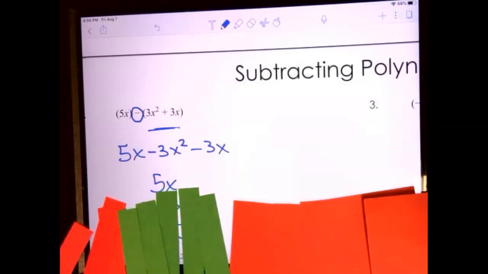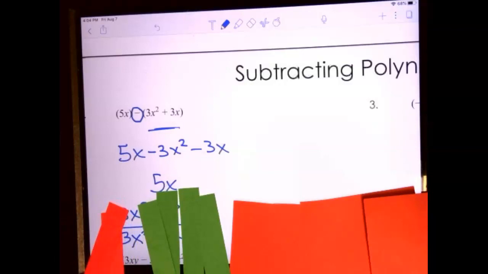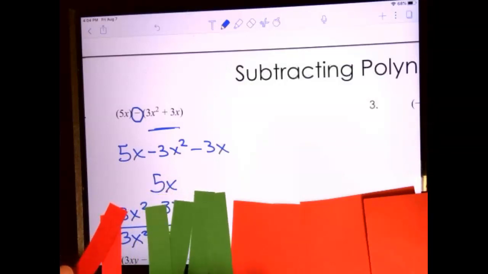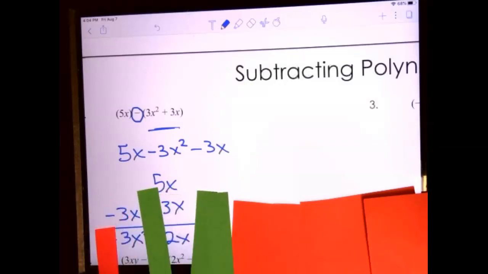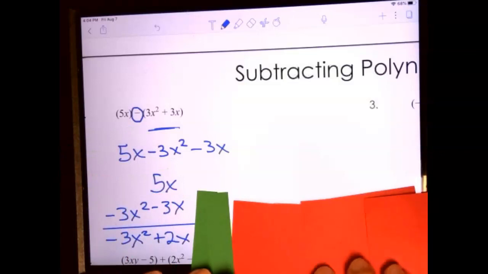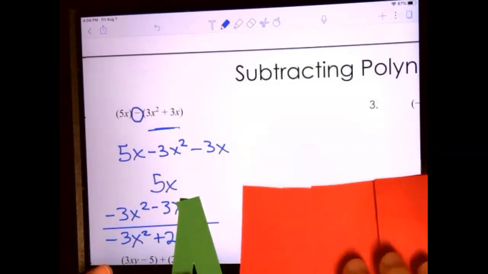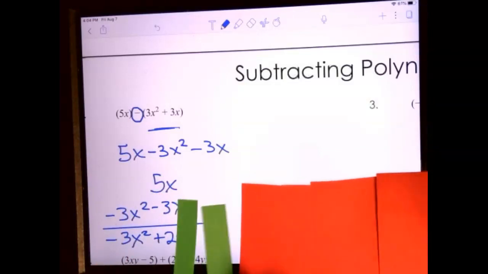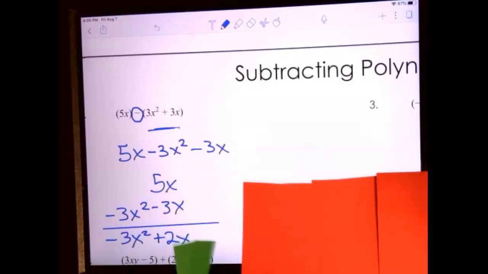Okay, so I have all these. Where are my 0 pairs? That's right, in the x's. So I have these 2 will match. These 2 will match. And these 2 will match. And then I have left negative 3x squared, 1, 2, 3, plus 2x. So we did it correctly.